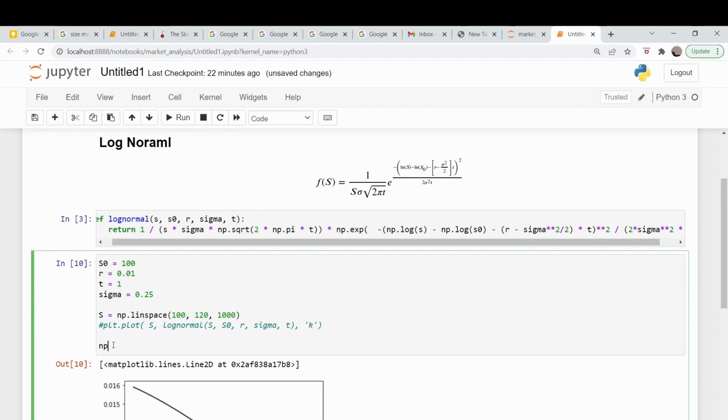NumPy's simple numerical integral function is called trapz, so np.trapz. It's a trapezoidal method to approximate integrals. We do our variable that we're interested in, our y variable, so that's this here, this log normal thing. Let me just copy and paste it.